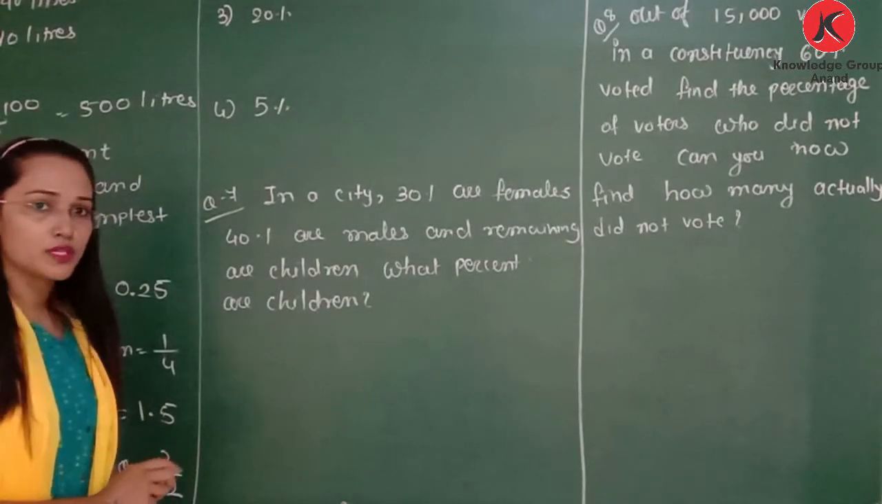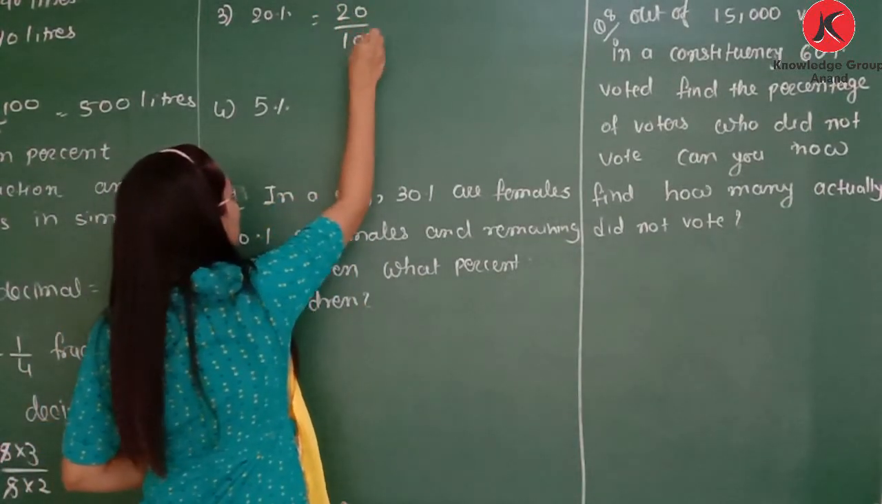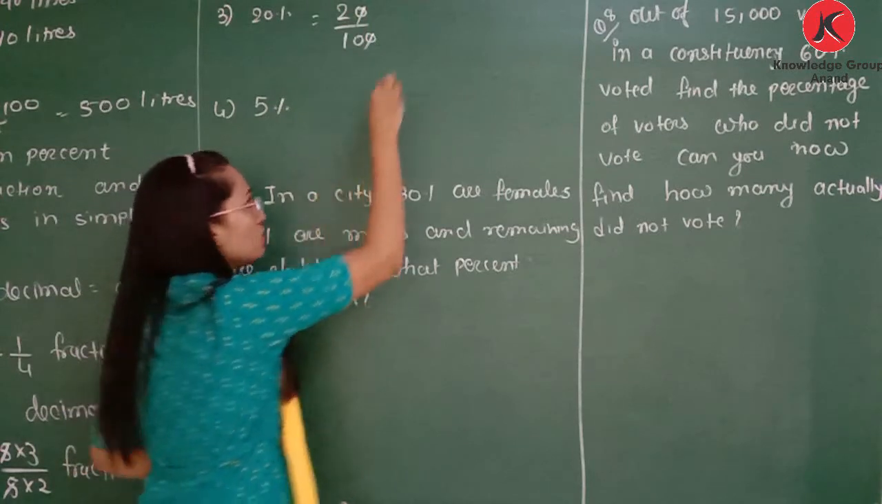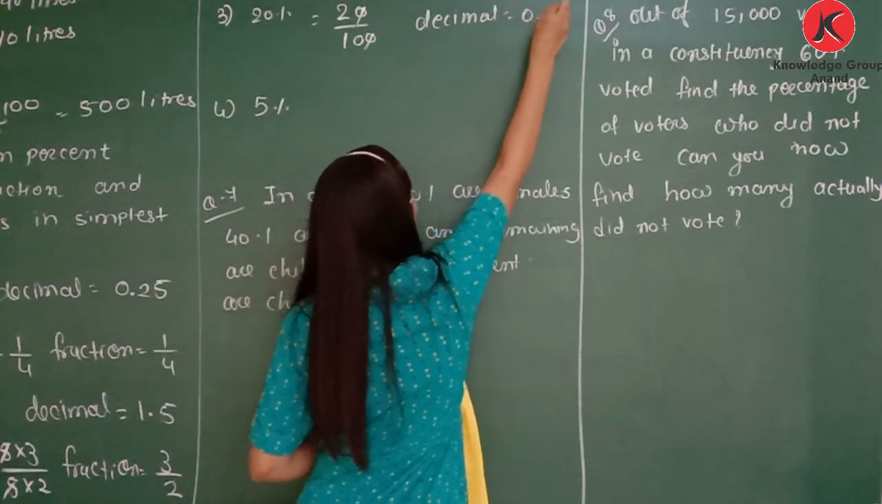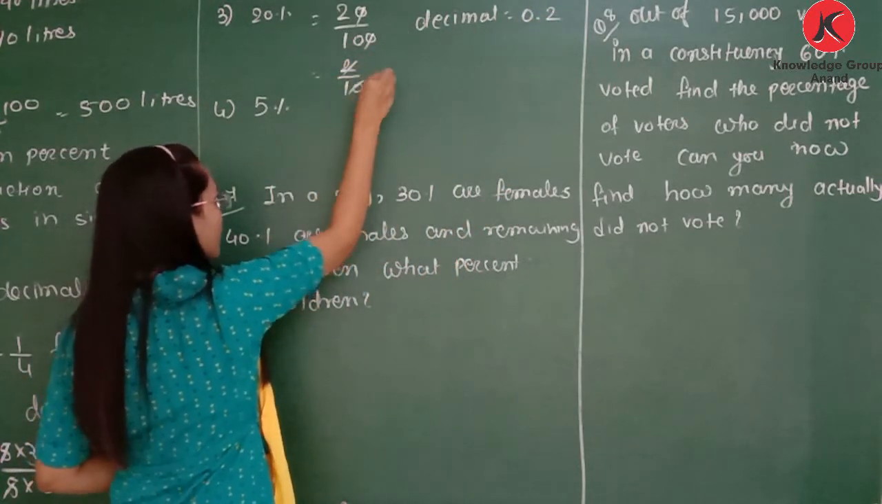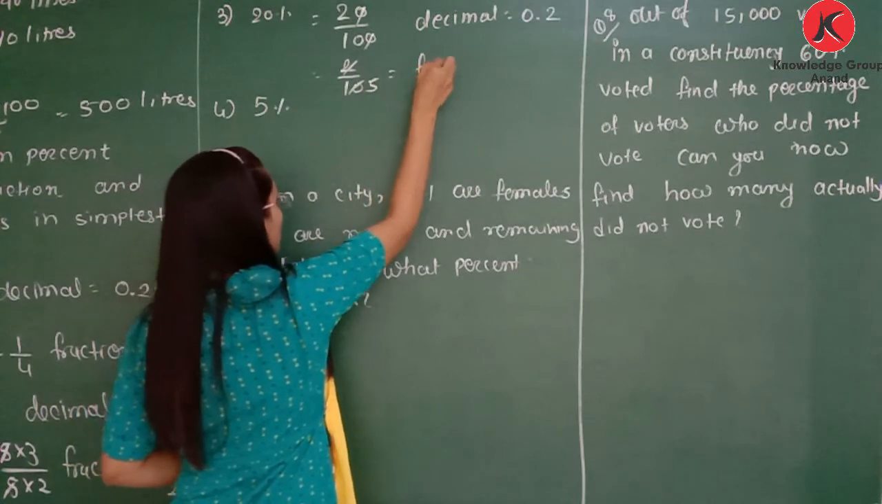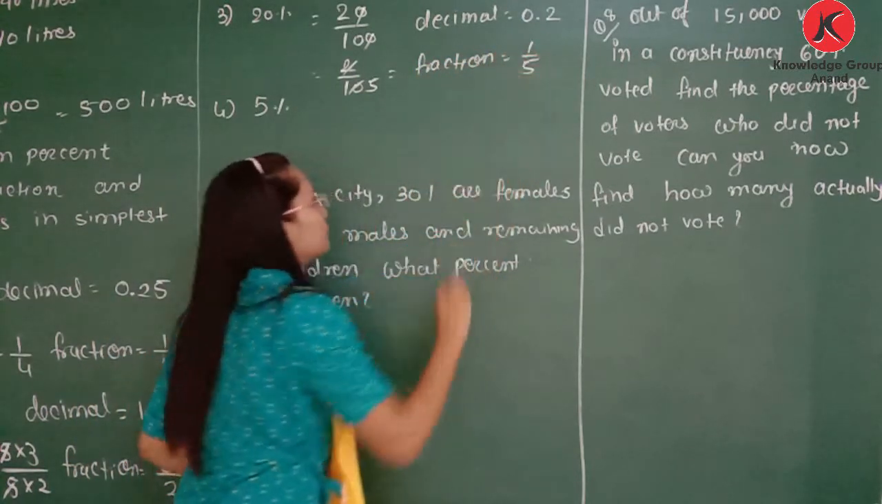Now 20%. So 20% means 20 by 100. So we can cancel out the 0. So as a decimal it is 0.2, and 2 by 10. So here we can get 1 by 5. So as a fraction it is 1 by 5.